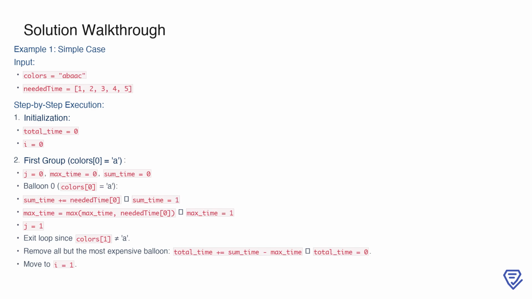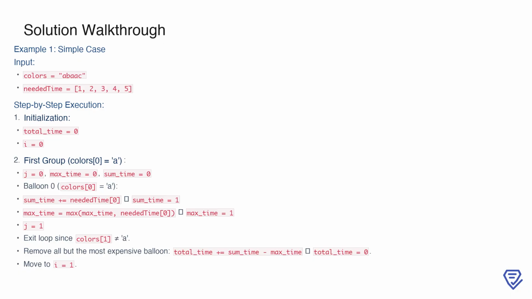As we process balloon 0, we add its needed time value of 1 to sum_time, making it 1, and update max_time to the greater value between the current max_time, 0, and needed time, which is also 1. After this, j is incremented to 1. Since the next balloon has a different color, we exit the loop.